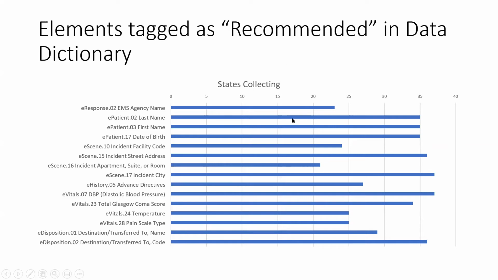The blue bars here indicate how many states are collecting these data elements out of a total of 40 states that have published a state data set. So you'll see that most of these elements are being collected by a large percentage of our states, and so we're not really foreseeing any additional burden in most cases to collect these data elements.